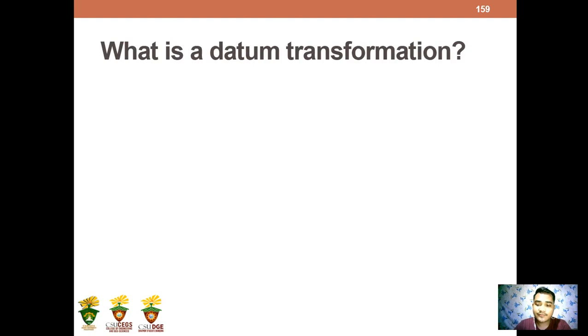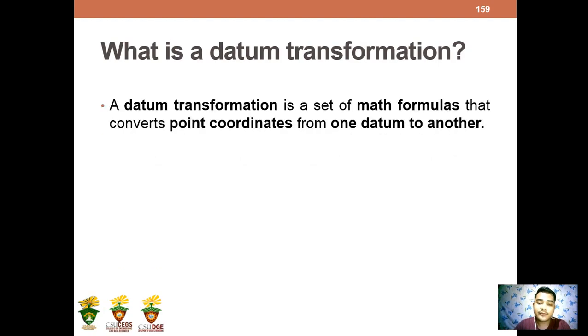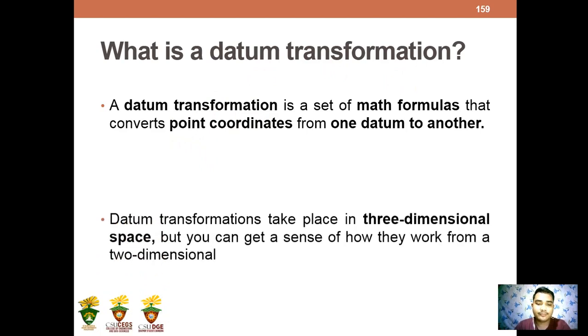So what is datum transformation? A datum transformation is a set of math formulas that converts point coordinates from one datum to another, diba? Since lahi-lahi tag ellipsoid, lahi-lahi tag reference, dili gid magkaparehas ang atong mga coordinates. So therefore, naa siya si datum transformation nga kinahanglan i-convert or i-transform gikan sa isa ka datum from one datum to another datum.